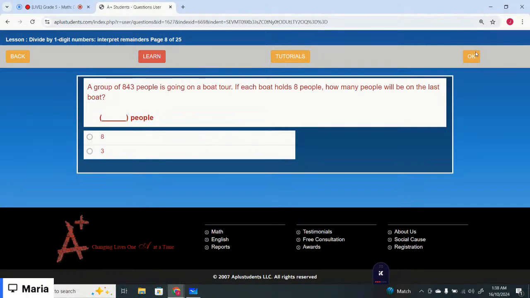A group of 843 people is going on a boat tour. If each boat holds 8 people, how many people will be on the last boat? So, which is the correct option? You have to divide 843 by 8, right? Let's just see then which is the correct option.